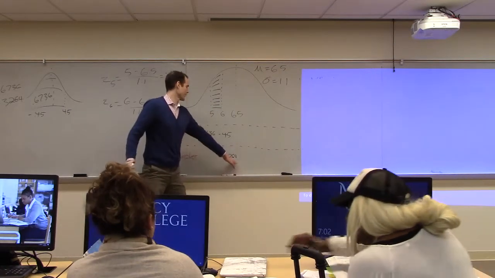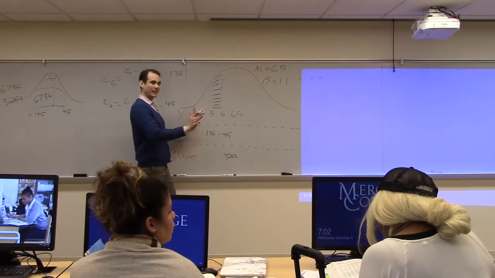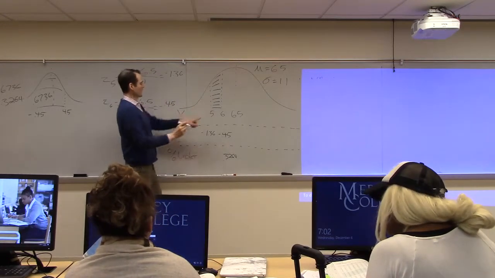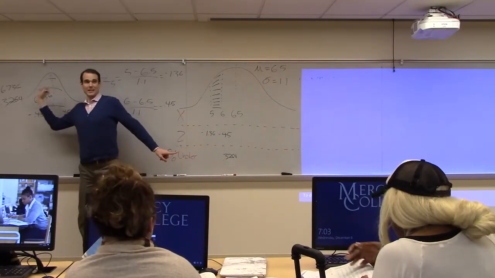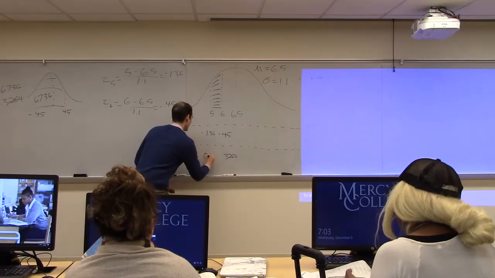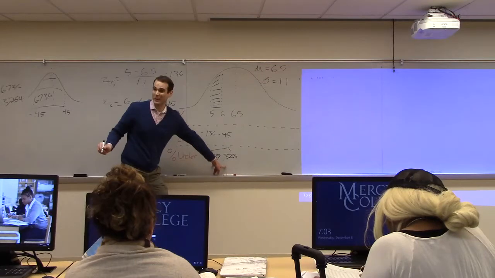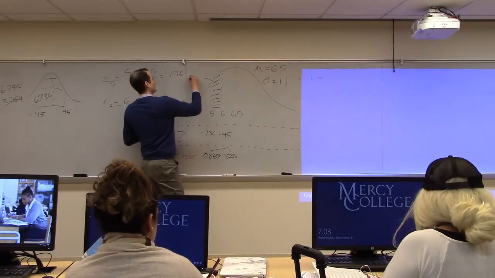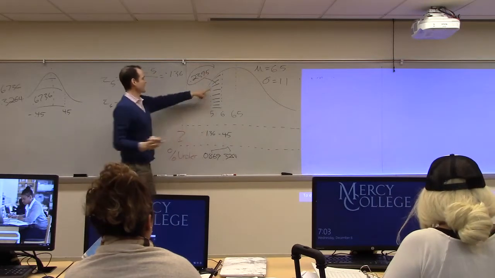So the area to the left of this is 0.3264, 32.64%, to the left of 6. Now that's not our answer, because we need to subtract off this little tail here. So we find the area below negative 1.36 using a similar process as we did here, and we find 0.0869. And now we just take the difference between these two. It's going to be the area in between. I have 23.95. So that is the answer to part A.